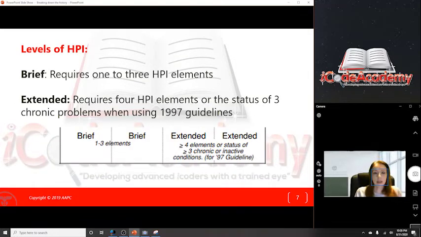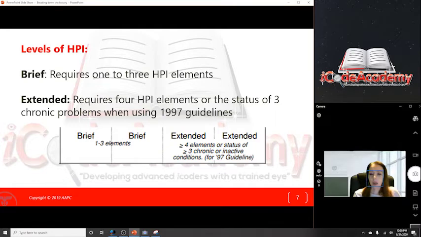All right, so let's talk about the levels of the HPI. For the HPI, there are going to be 2 levels. A brief HPI requires 1 to 3 elements. So for example, if we have that location, severity, and duration, we've got our 3. It's going to be a brief HPI. If we have 4 or more, this puts us in an extended range. So if we've got location, timing, severity, and associated signs and symptoms, now we're at 4. So we want to make sure we appropriately level that out to an extended HPI.